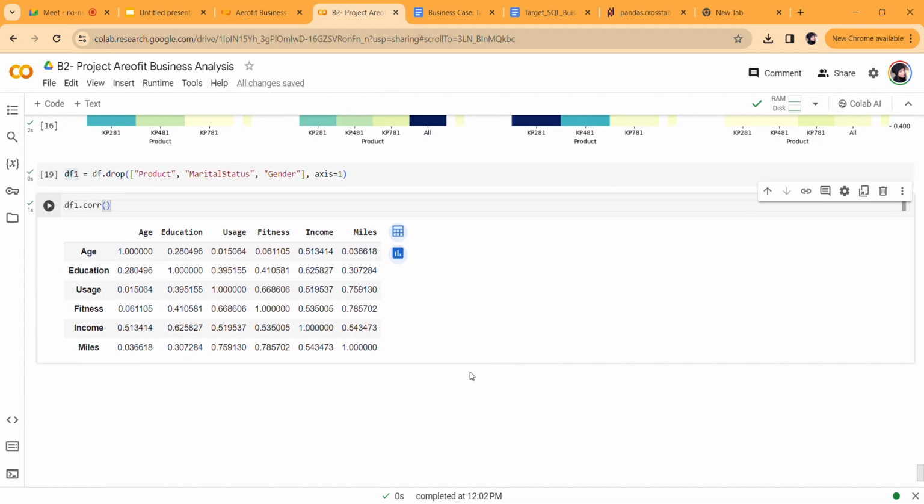What does this correlation table actually mean? It means that if something is correlated more than 0.5 or 0.6, 0.6 is more preferable. Here you can see that 0.